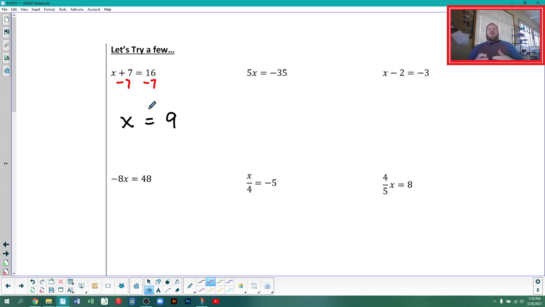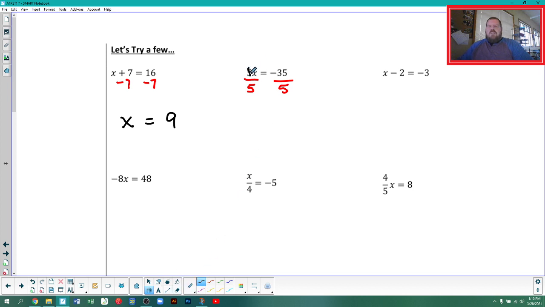And then when I have to, like in the next one, that 5 is really attached to that x. So I want to take that 5 off of there. I want to peel it off of there. I'm not moving that 5 to the other side because it's so attached. In the case of this 5, I'm going to use the division property of equality, and I'm going to divide it off of both sides.